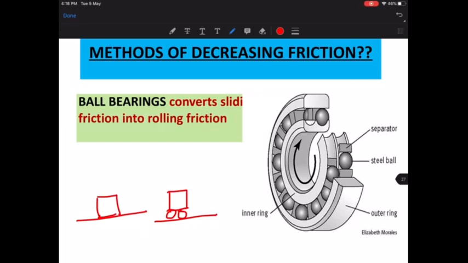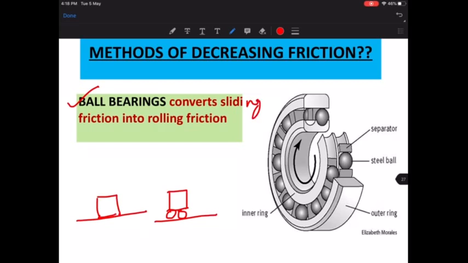Obviously it is easy to roll it. If you attach wheels, it will be easy for you to pull it, easier than even sliding. So that's why the easiest one for us is rolling, right? Because rolling will have the least friction. So what the ball bearing does is convert sliding friction into rolling friction.